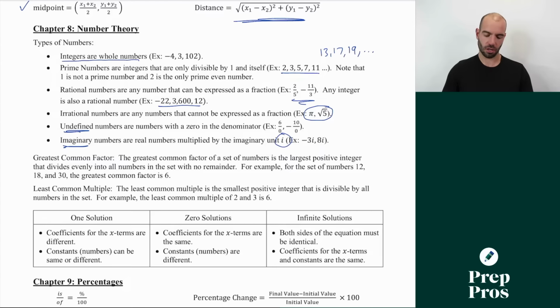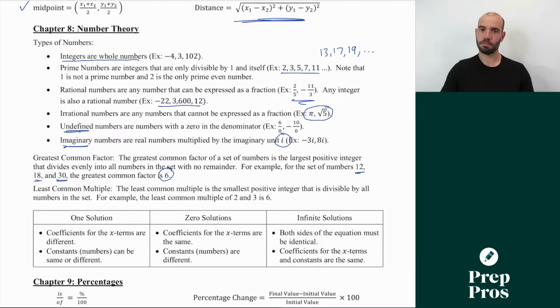Now, also make sure you know what the greatest common factor and least common multiple are. I know these are throwback to like middle school math, but remember the greatest common factor. Factors are smaller, so the greatest common factor is basically if I have a set of numbers, the largest positive integer that divides into all of them. So if I have, say, 12, 18, and 30, the greatest common factor is 6, because it's the biggest number that divides into all three of those.